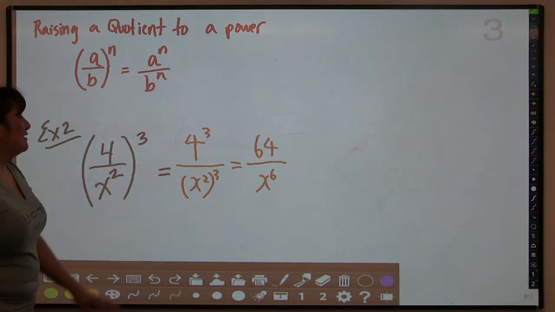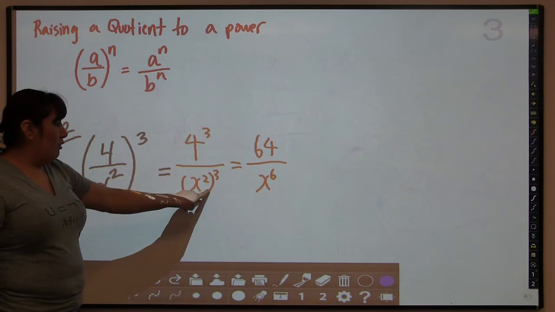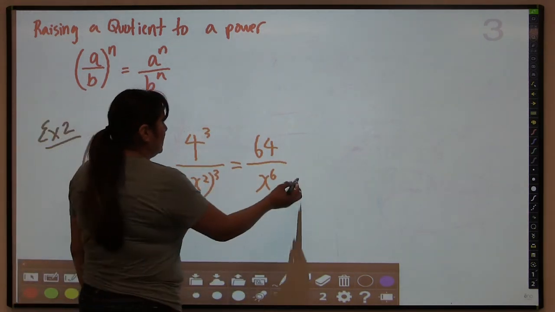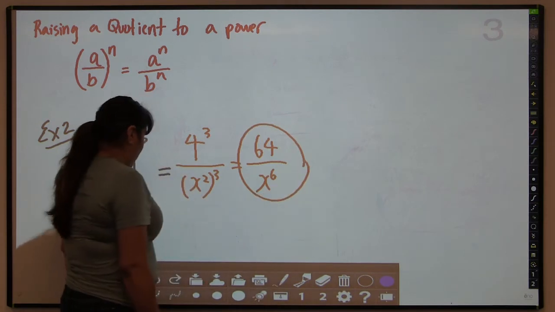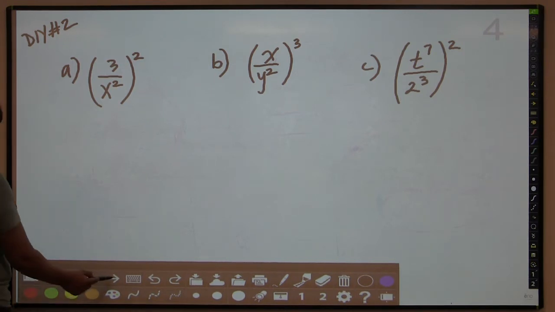So we get 64 over, remember, this is a property from before, 2 to the 3rd power. You multiply those, and you get 6. And this is our final answer for that example. And so now you can try these 3 on your own. And good luck with that.